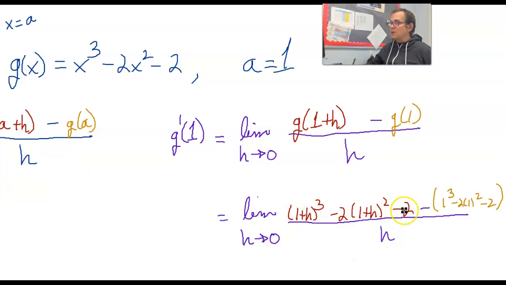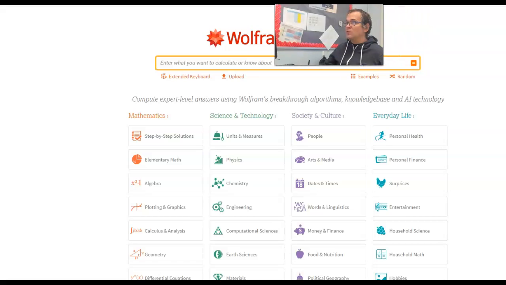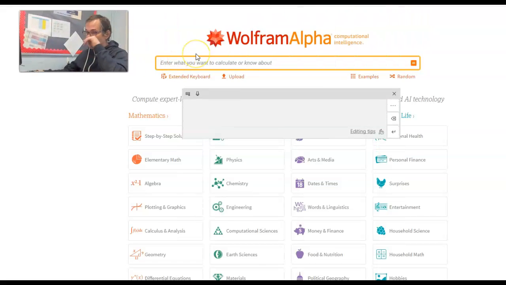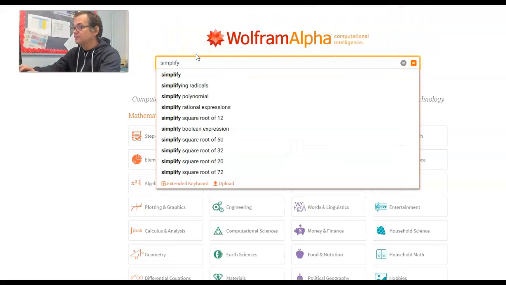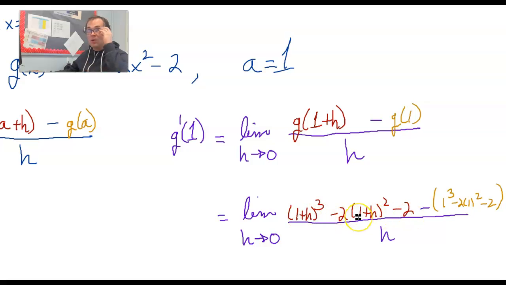And what we're going to do next is take this red expression and go to wolframalpha.com. Maybe it looks like this, or maybe it looks a little bit different. We're going to type in the word simplify, and then type in this expression that we just dealt with. So this red expression is the part that I want you to use WolframAlpha for. Do I think you know how to take 1 plus h times 1 plus h times 1 plus h? Yes. Do I need to do all that work right now? No, I don't. This is why we're going to use WolframAlpha.